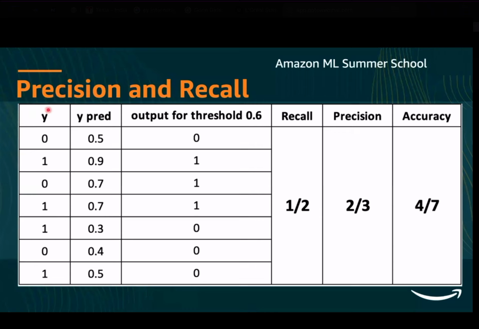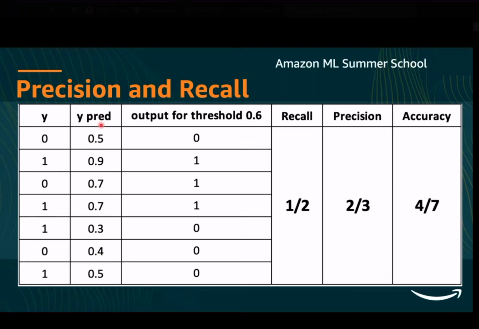Let the true labels for a given 7 samples be this, right? 0, 1, 0, 1, so on and so forth. You have the predicted scores, which are probabilistic, right? For a given classifier, 0.5, 0.9, 0.7, 0.7, so on and so forth. Then what do you do?